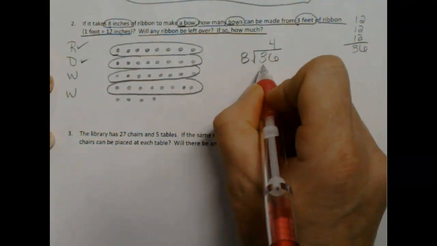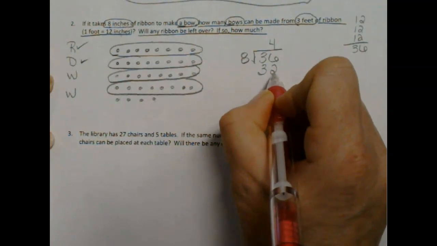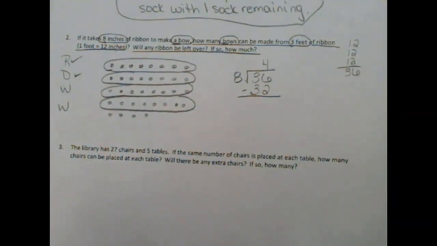And let's see how many inches we used making those 4 bows. 4 times 8 is going to be 32. So I used 32 inches.